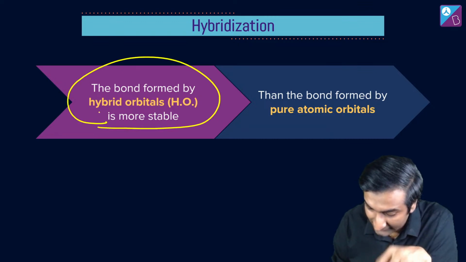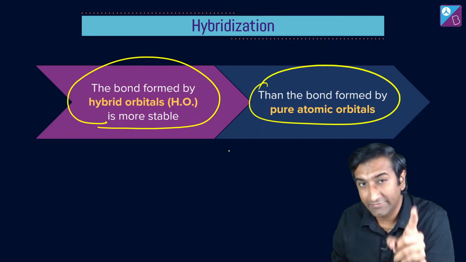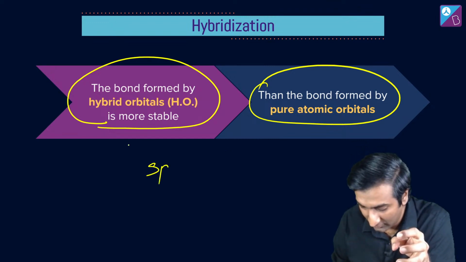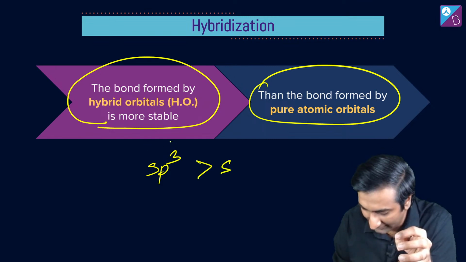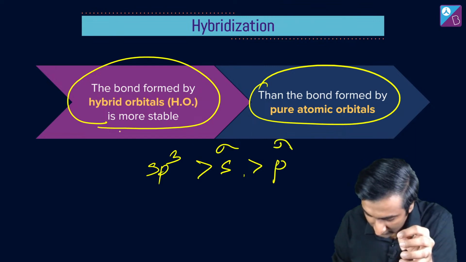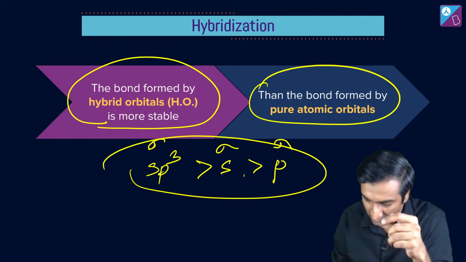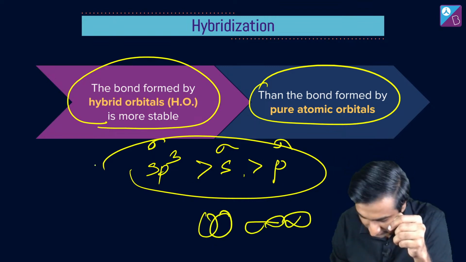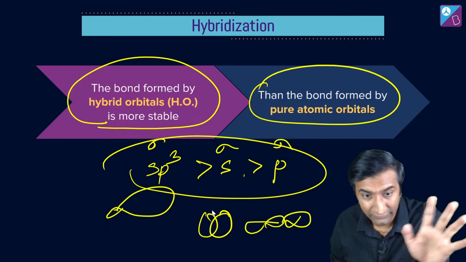The bond formed by these hybrid orbitals is more stable than just the pure atomic orbitals. This I have not gone into detail, but the relative strength of say an sp3 is much more than just the s or s का sigma bond or just the p का sigma bond. Okay, the sigma bond formed by this, the strength is much more than that of just s or just p. Just s मतलब this, just p मतलब this, right? sp3 मतलब this.